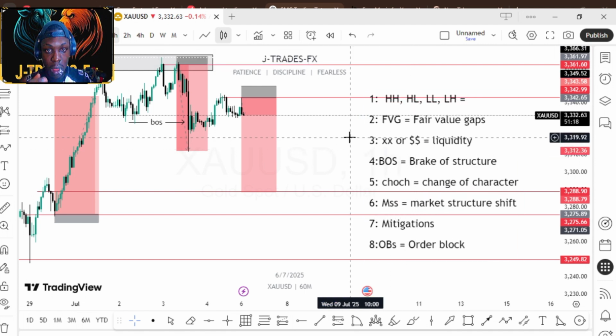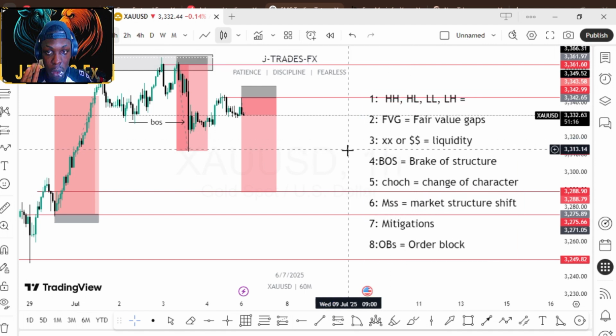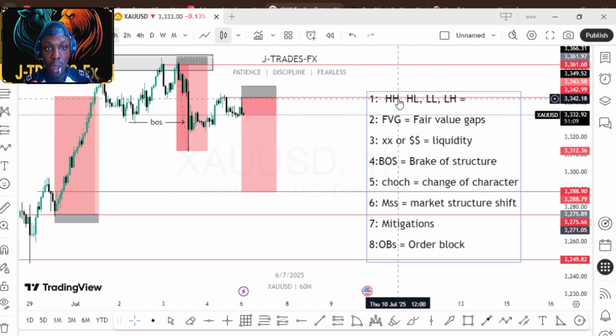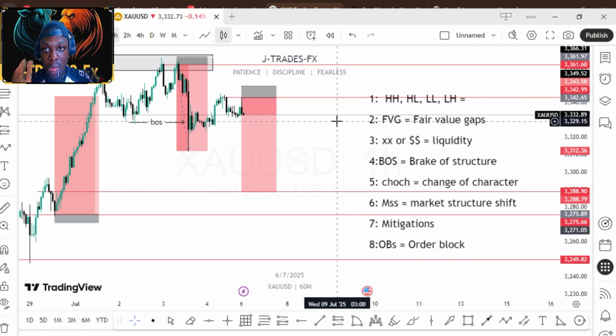Firstly, I'm going to give you a raw example of how market structure looks in the market. The first things we need to look at are higher highs, higher lows, lower highs, and lower lows. These are the four components of the market structure that we use in SMC trading. And like I said before, market structure is a trend following tool. Traders read and follow how the market moves from bullish to bearish.